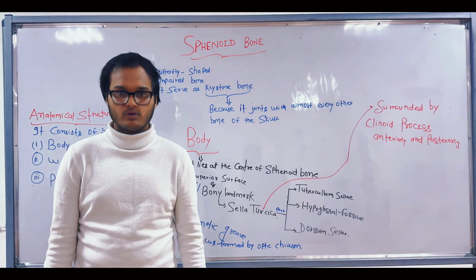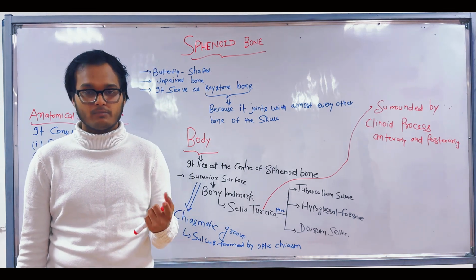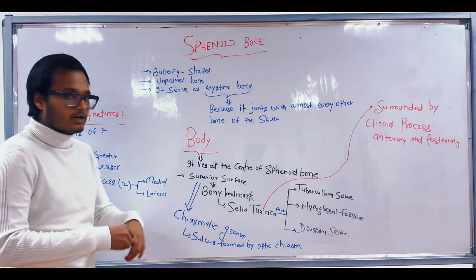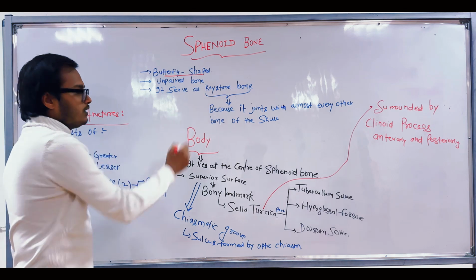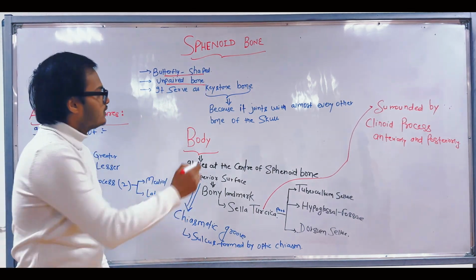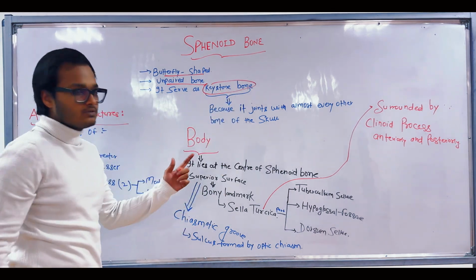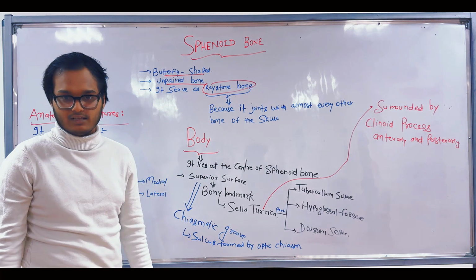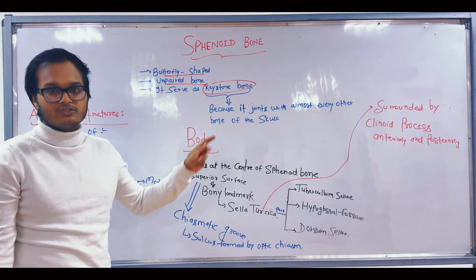Welcome to Anima Anatomia. Today we will discuss one of the most important bones of the neurocranium. That's the sphenoid bone. We know that it's a butterfly-shaped, unpaired bone, and it serves as a keystone bone because it joins with almost every other bone of the skull. That's why it's known as a keystone bone.